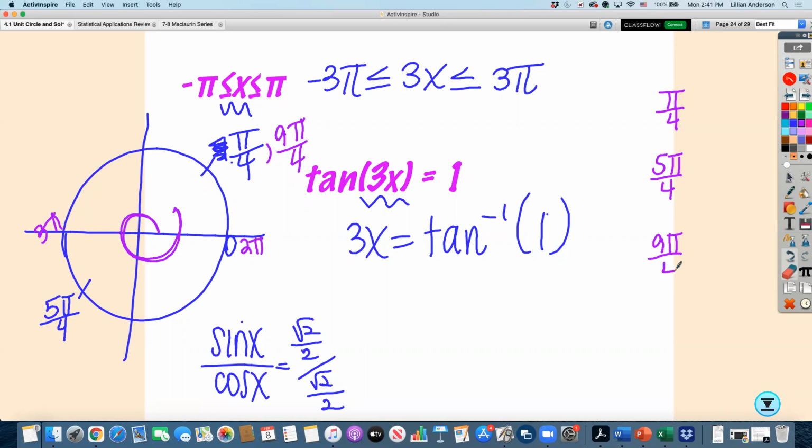But now I need to get my negatives, which I get when I go in the clockwise direction. So clockwise, here, this will put me at a negative 3 pi over 4. Keep going. This one will put me at a negative 7 pi over 4. And then if I keep going, I'm going to be at a negative 11 pi over 4. And those will take care of my negative angles.